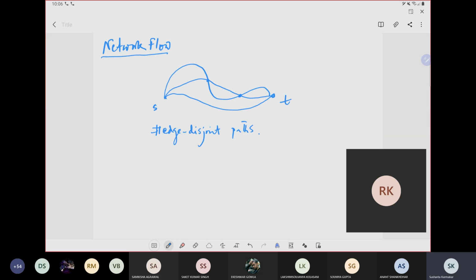Why edge disjoint? Because in a practical sense, suppose somebody wants to calculate the number of edge disjoint paths, so he knows that these are actually totally distinct routes. So if one route gets damaged or maybe blocked, then people can use the other route. That's why this is important.